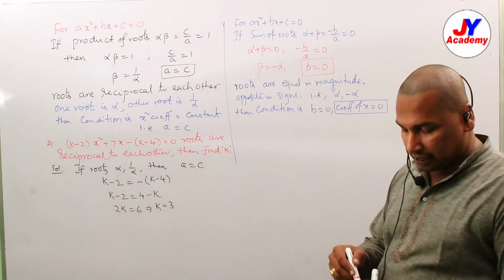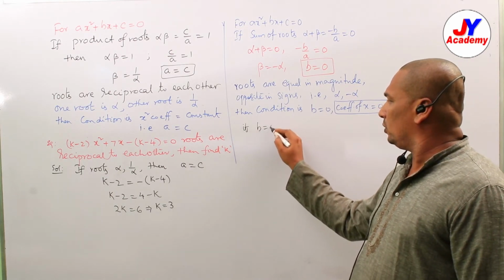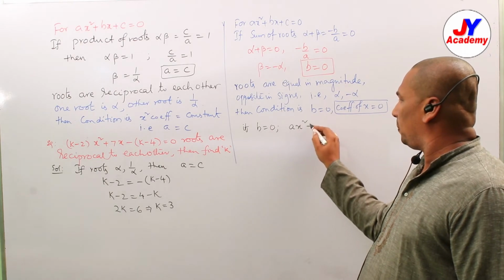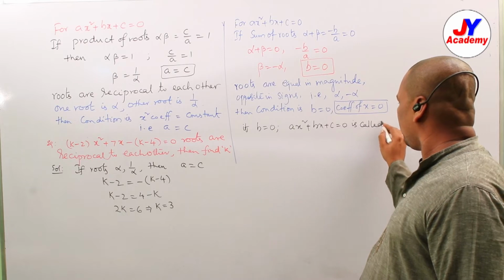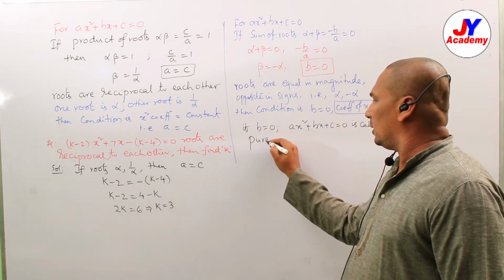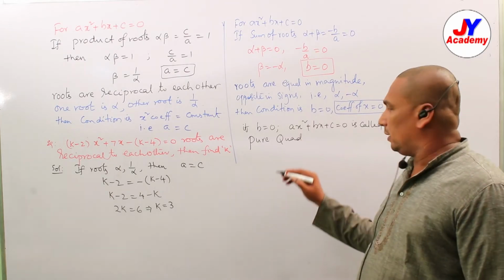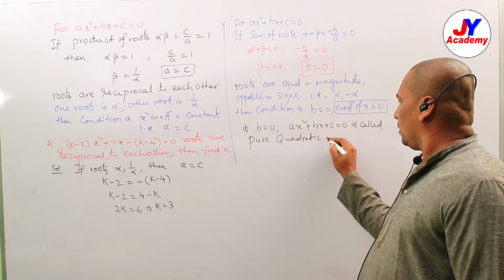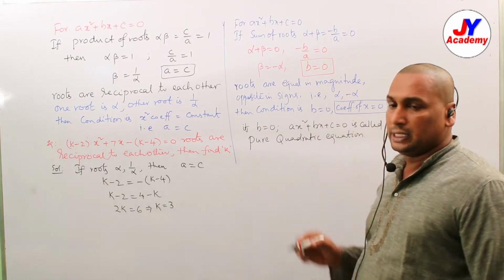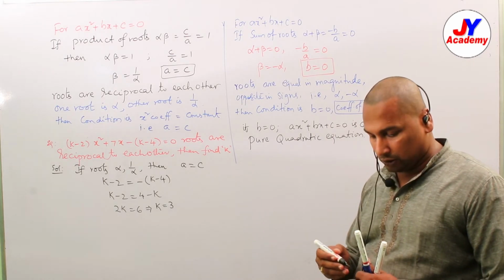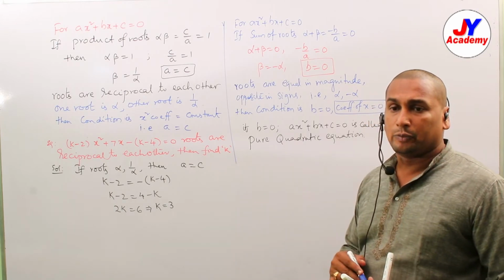Okay. So in this case, if b equal to 0, ax square plus bx plus c is equal to 0 is called a pure quadratic equation. So a pure quadratic equation means the x coefficient should be 0. In that case such a quadratic equation is called a pure quadratic equation.